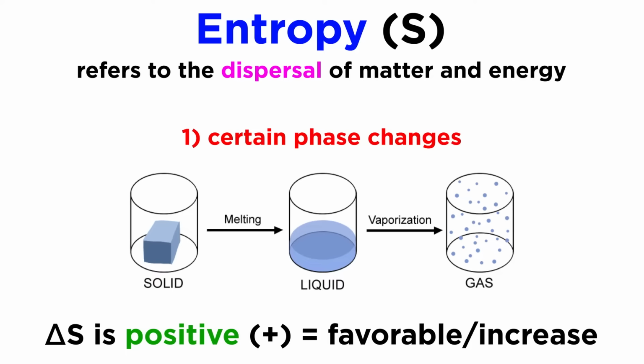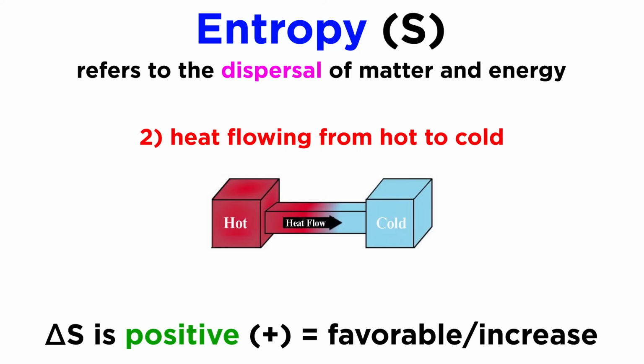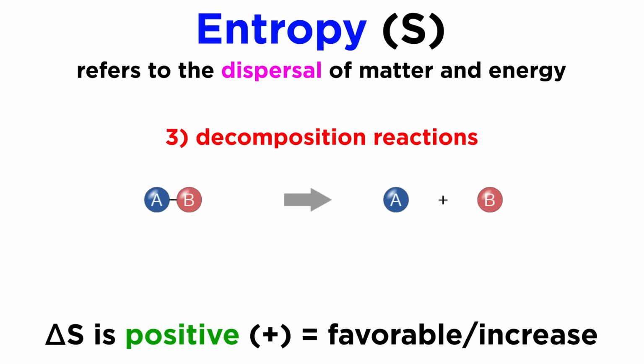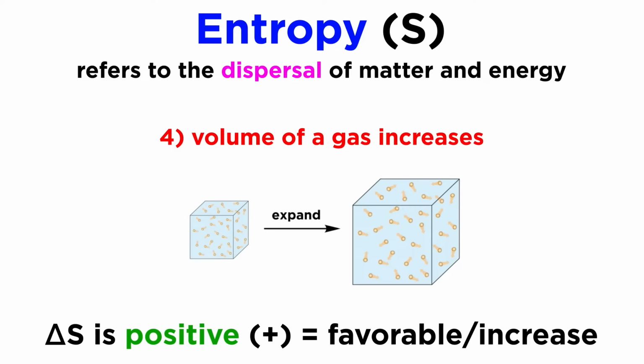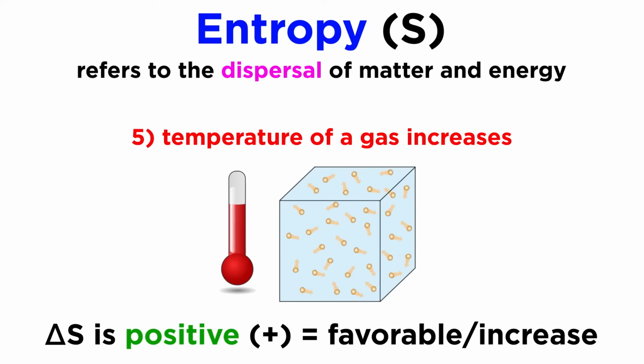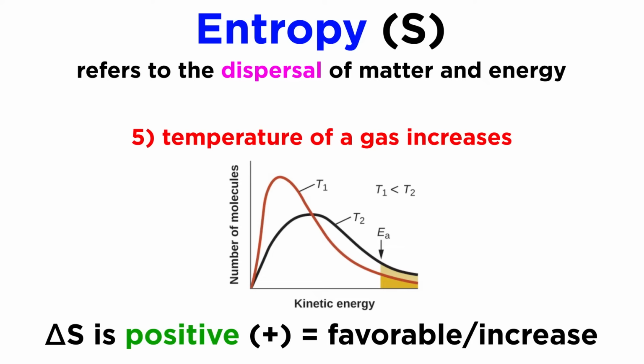Examples of an increase in entropy would be things like phase changes from solid to liquid to gas, heat flowing from hot objects to cold objects, or decomposition reactions where molecules split apart into smaller molecules. This would also be the case when a sample of gas has its volume increase, as particles will disperse around the greater volume, or when the temperature of a gas increases because the distribution of kinetic energies for the particles of a gas becomes more dispersed, meaning that this bell curve on a Maxwell-Boltzmann distribution gets wider.